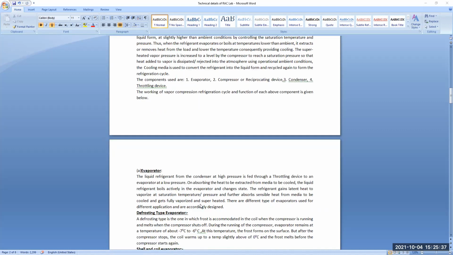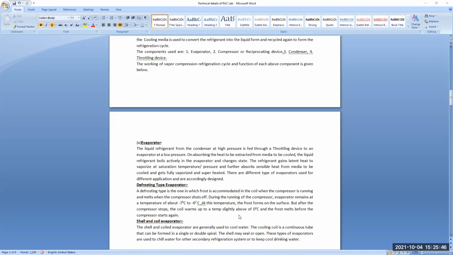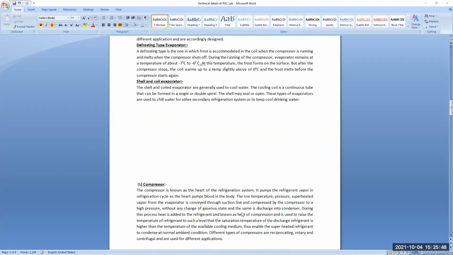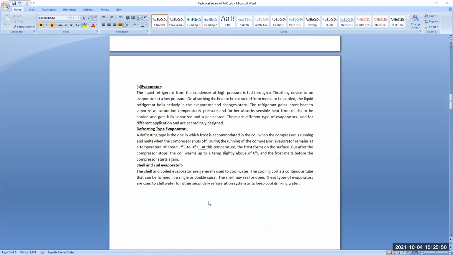Now, evaporators can be different for different applications according to the desire: defrosting type evaporator, shell and coil type evaporator, and like this. A defrosting type is the one in which frost accumulates on the coil when the compressor is running and melts when the compressor is off.